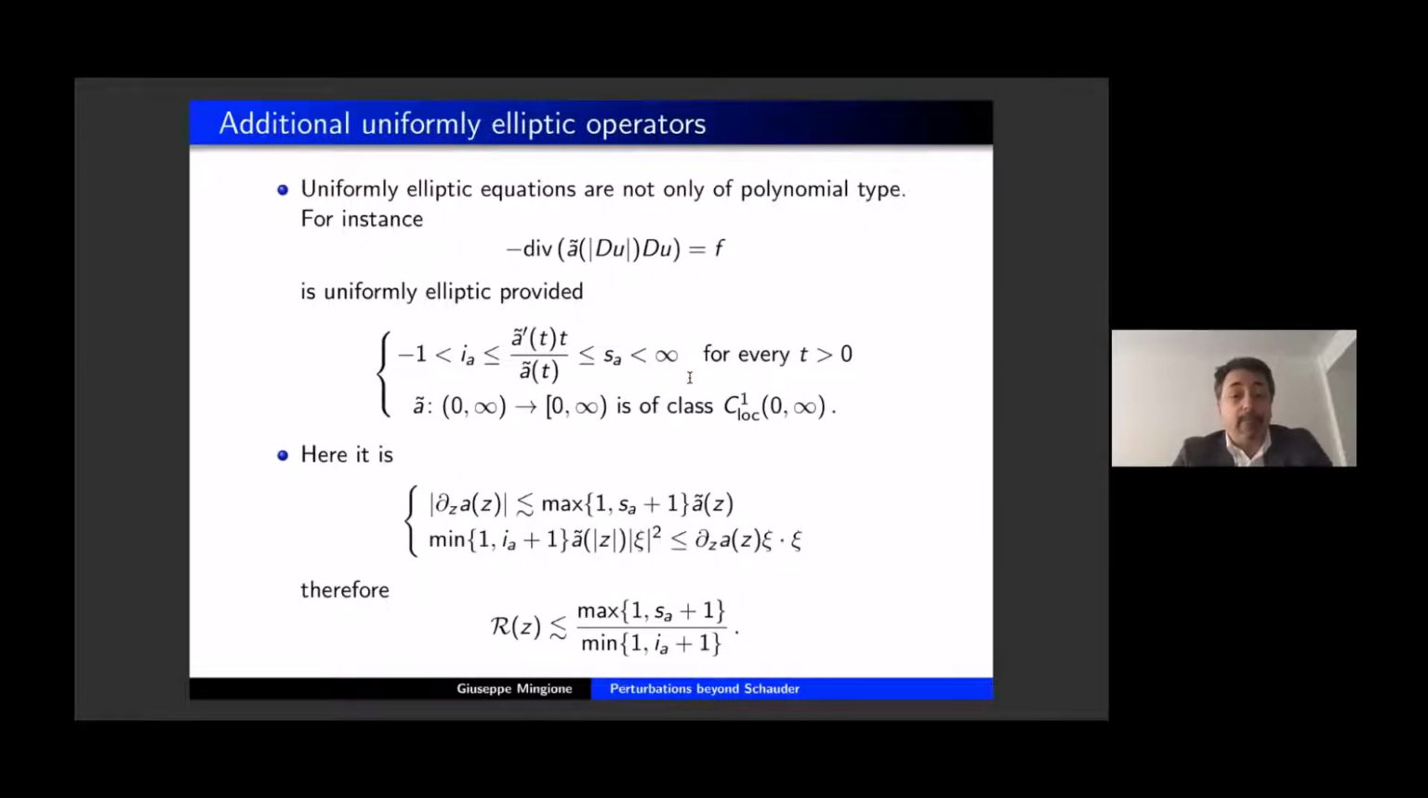Actually, there are many types of uniformly elliptic operators. They do not necessarily have p-polynomial growth. For instance, if you consider a nonlinear perturbation of the Laplacian, you put a coefficient that depends on the gradient itself, and you prescribe this rebalancing condition involving the first derivative of this function ã, then provided this is true, the operator is uniformly elliptic. So no polynomial growth is prescribed here, but still you are in the realm of uniform ellipticity.